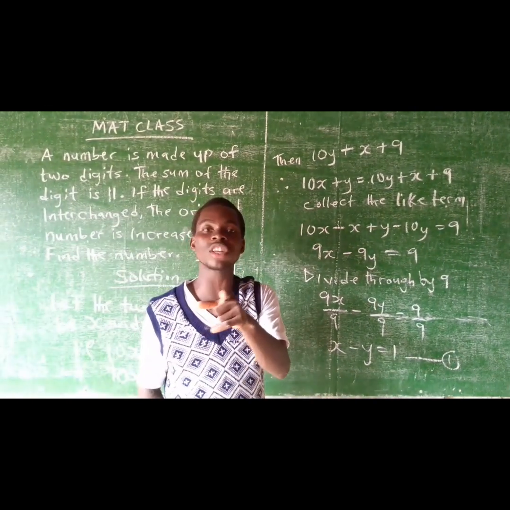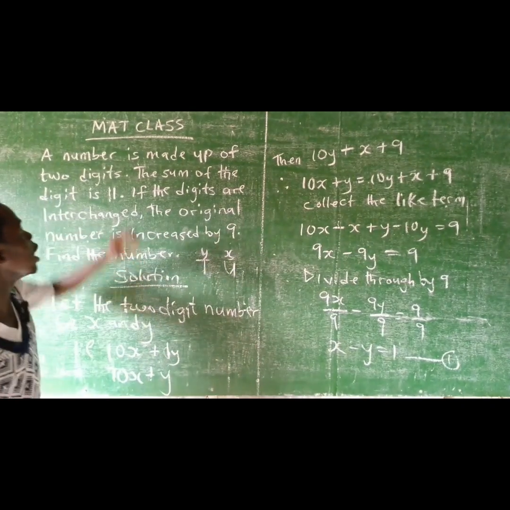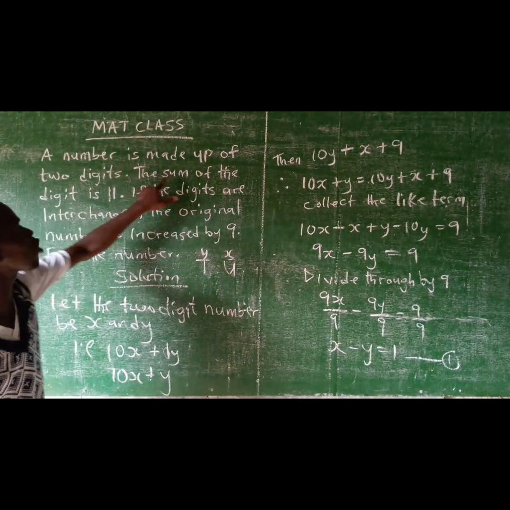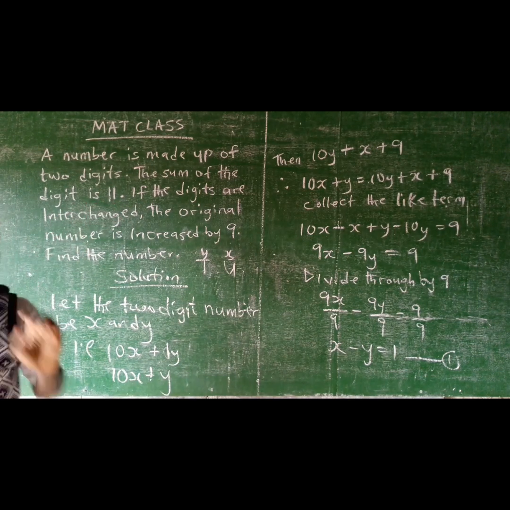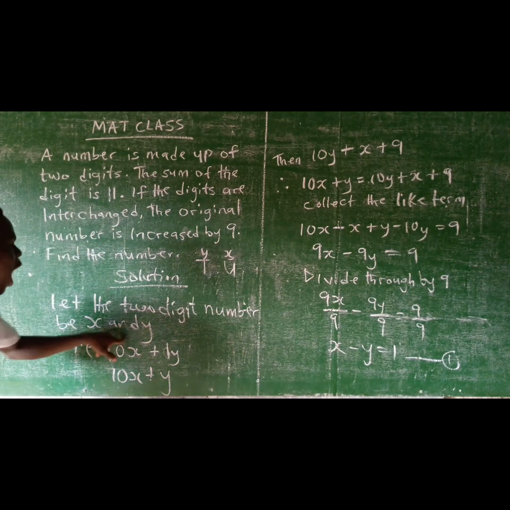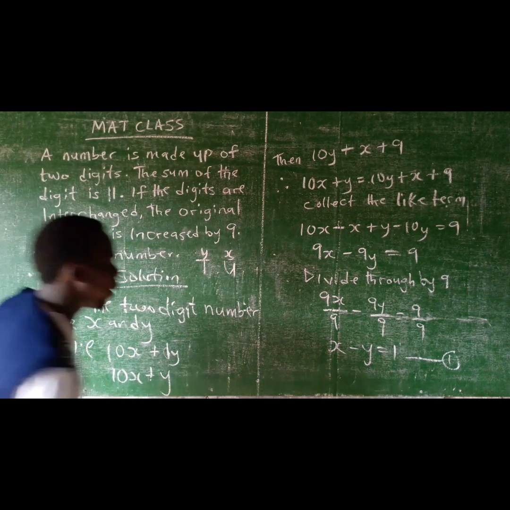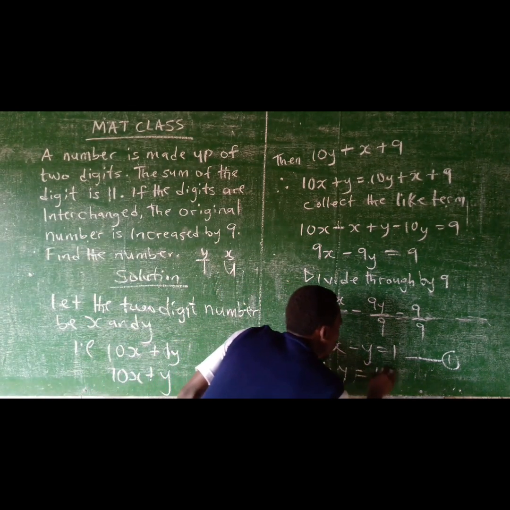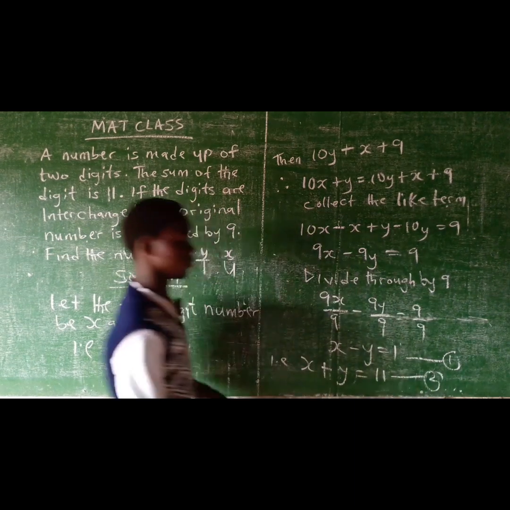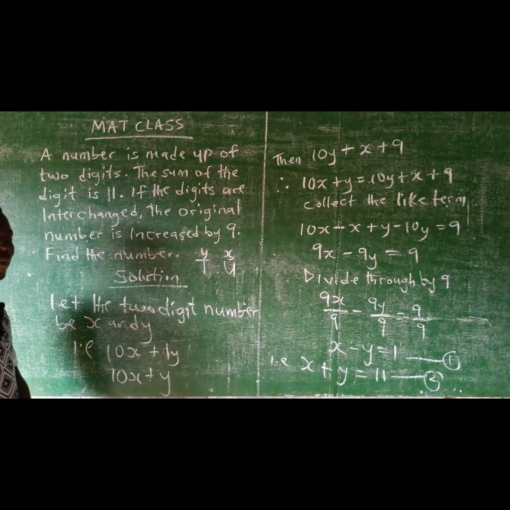How do I get my equation 2? I told you the other time, you should explain this one. They say the sum of the two-digit number's digits is 11. And what are my digits? My two-digit number is x and y, which means that the sum, that is, x plus y is equal to 11, equation 2. Am I communicating now?